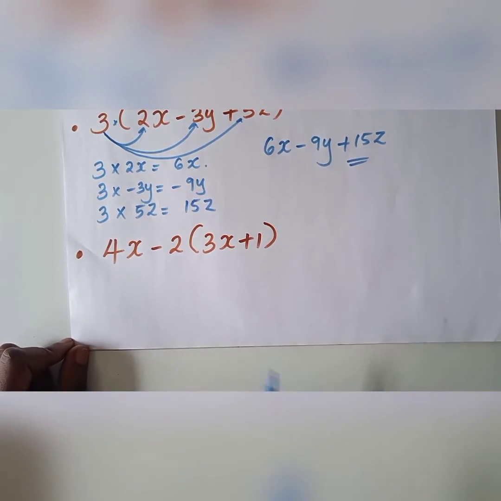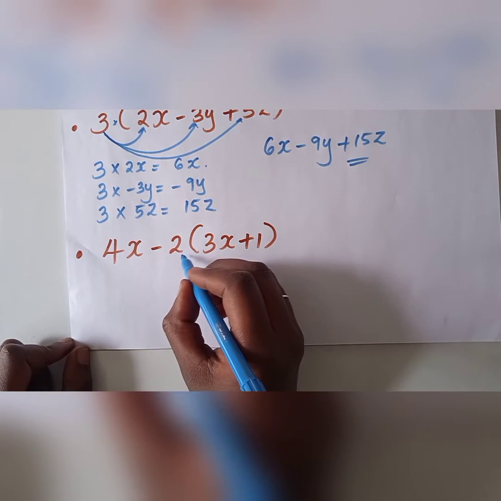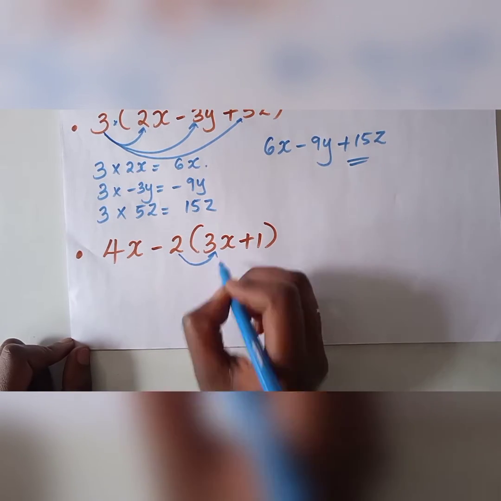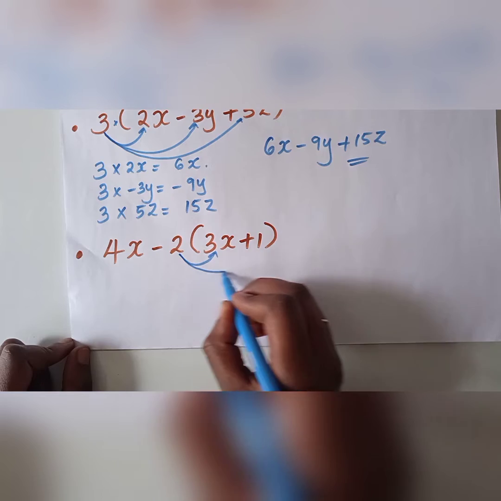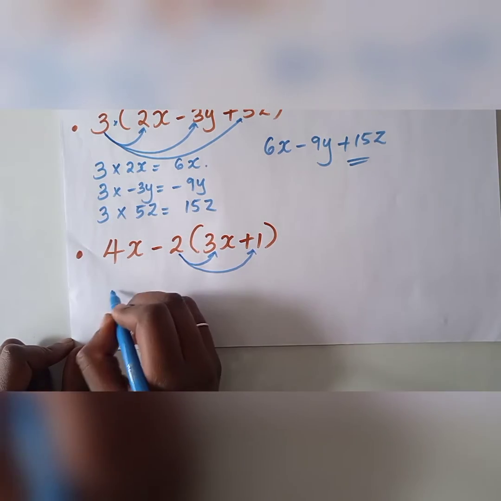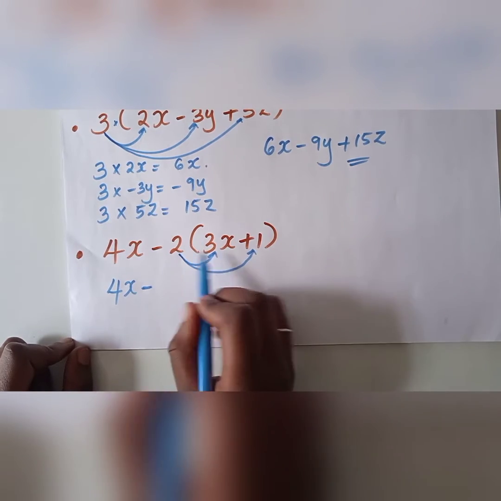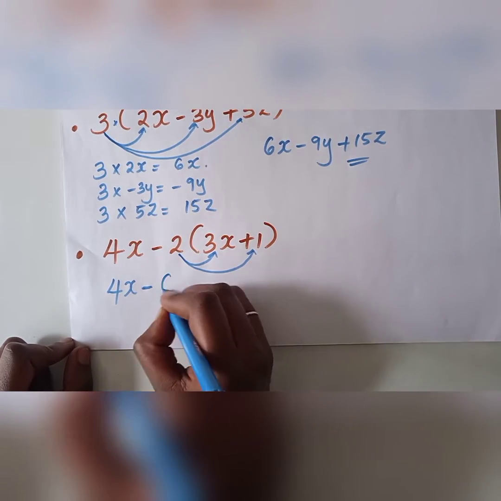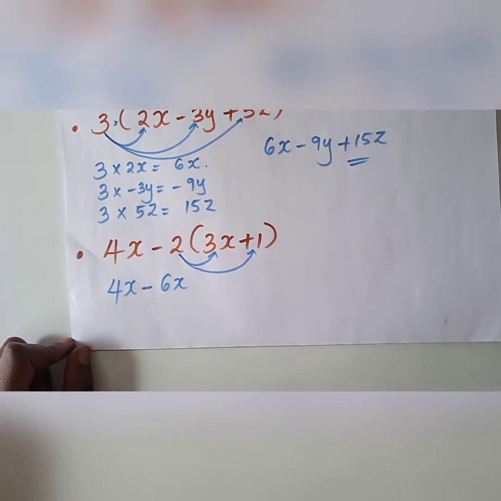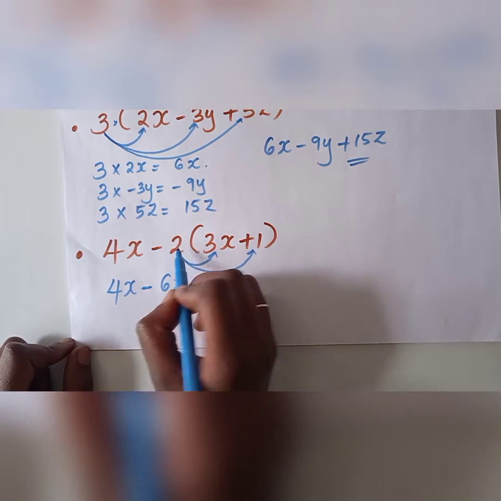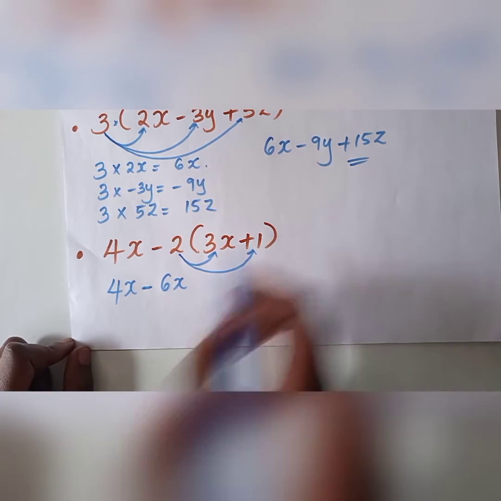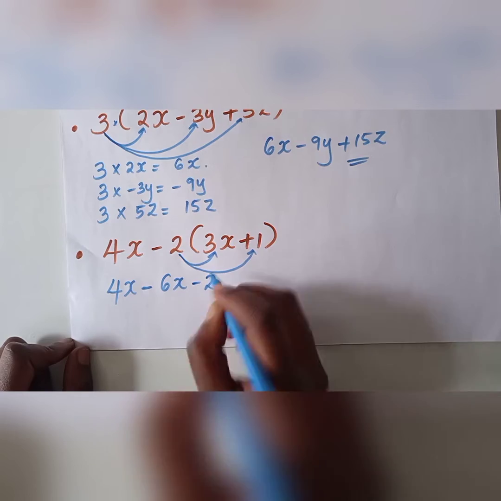Now moving on to the second one. Here there's a bracket, so we need to distribute 2 inside there and also there. So we're going to get 4x minus. So 2 times 3x, that one will give us 6x. And then minus 2 times positive 1 will give us minus 2.